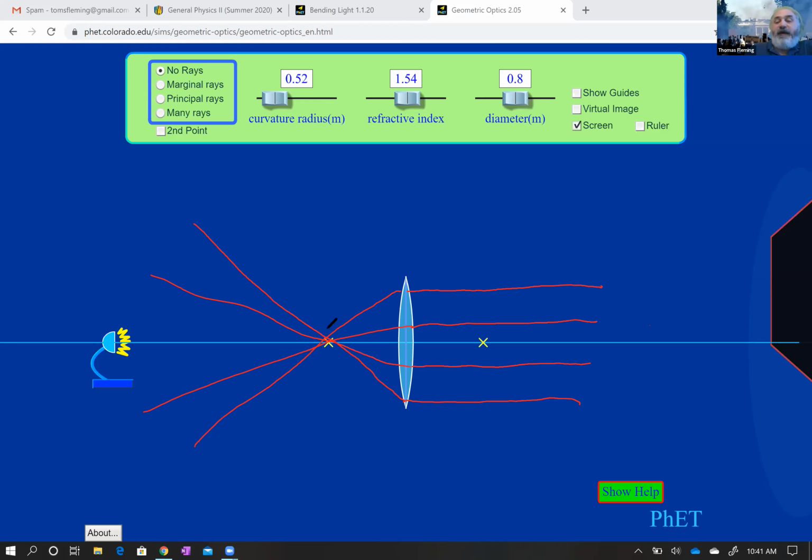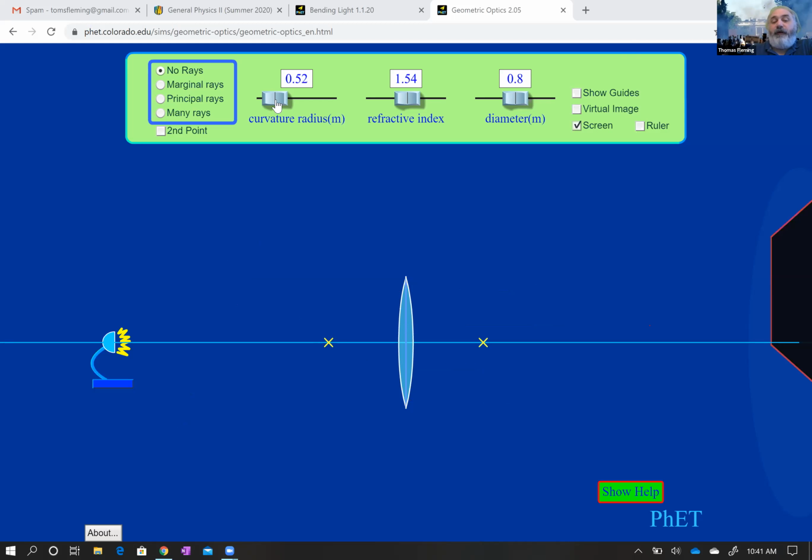And the focal length depends on a combination of the curvature of the lens. So if I make the lens less curvy, the focal length will be further away. It also depends on the material that the lens is made out of, the refractive index of that material, because I can make the focal length larger or smaller by altering that as well. Now, what I can't do on this simulation is show you the focal length for a diverging lens. This is the focal length for a converging lens.